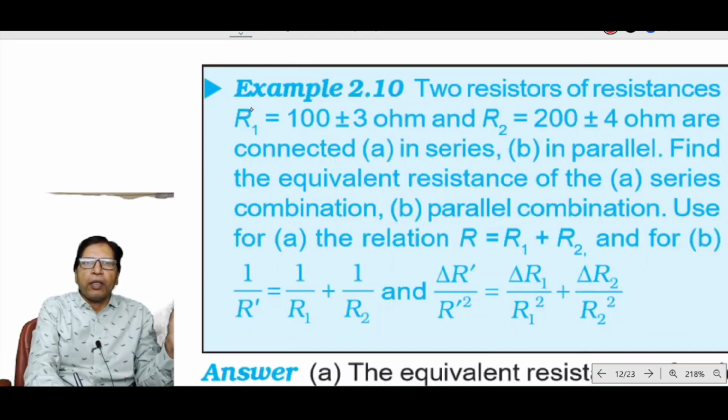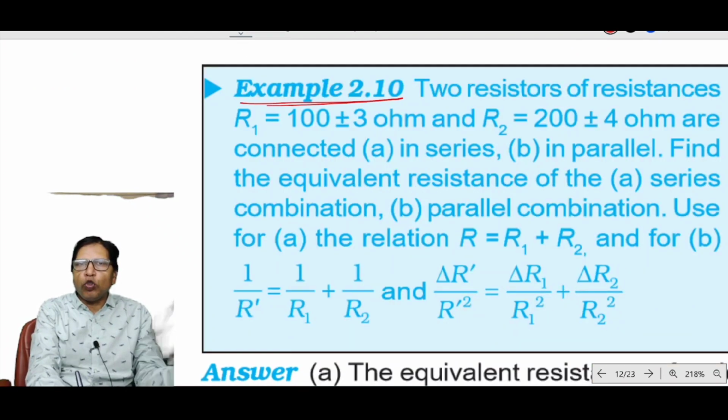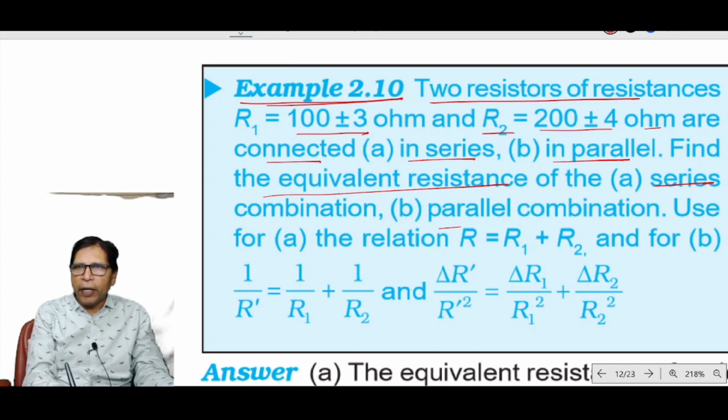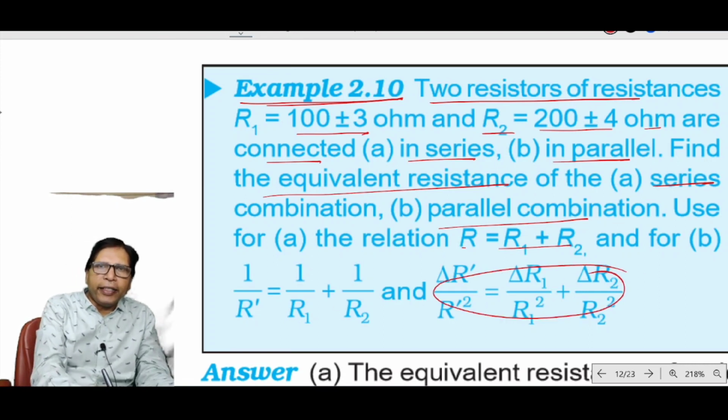Okay. Next. Example 2.10. The resistors of resistances R1 equal to 100 plus minus 3 ohm and R2 equal to 200 plus minus 4 ohm are connected in series and in parallel. Find the equivalent resistance in series combination and parallel combination. Use the relation R equals R1 plus R2 and this relation. Okay. Now look at this here.